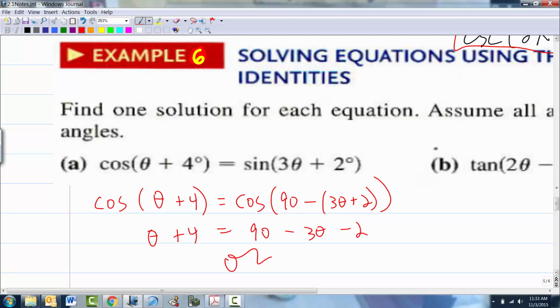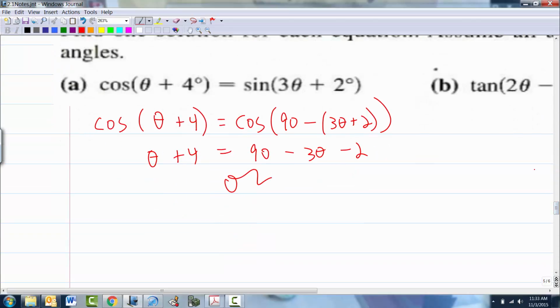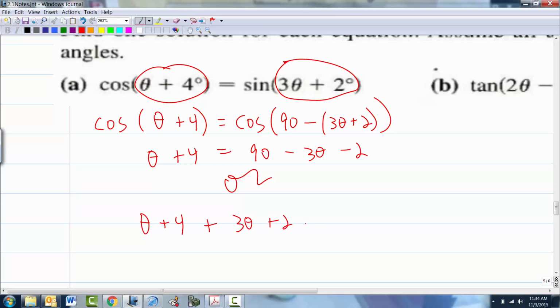Or, go ahead and find theta. Or, if cosine of this angle equals sine of that angle, what do you know about these two angles? They're complementary. So you could be more direct by just saying, okay, since that's the case, then this is true. And both equations will lead to the same answer.